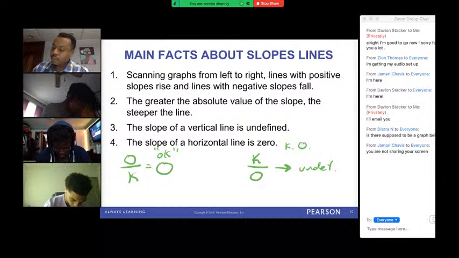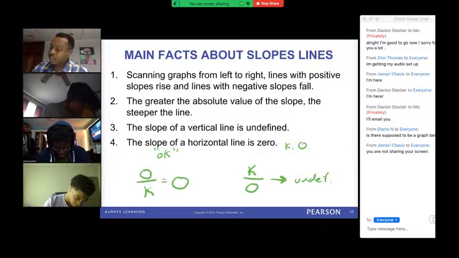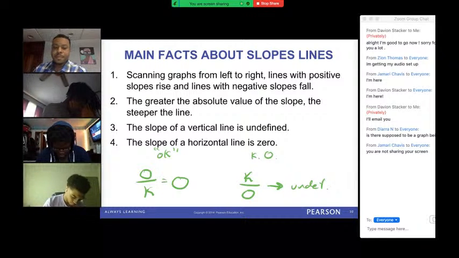That's going to be equal to 0. That's okay. But some number divided by 0, that's a KO. You want to knock that out. So that's going to be undefined, okay?